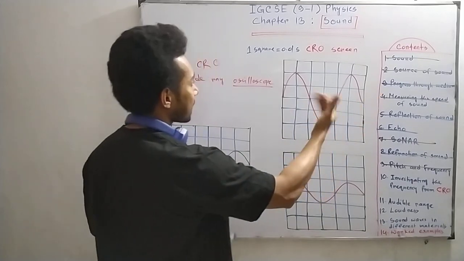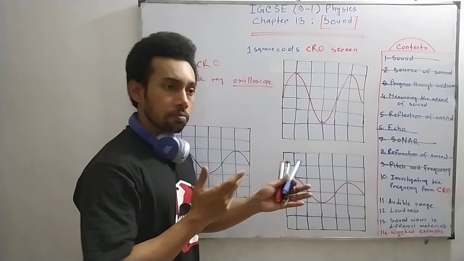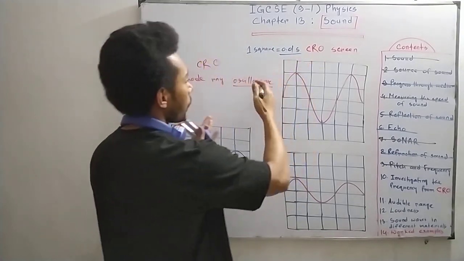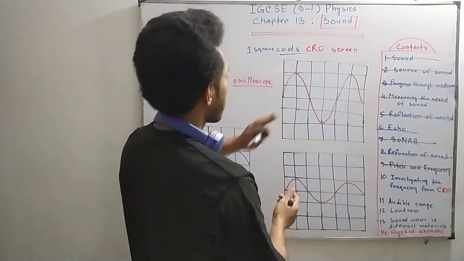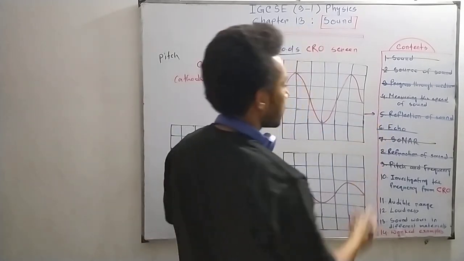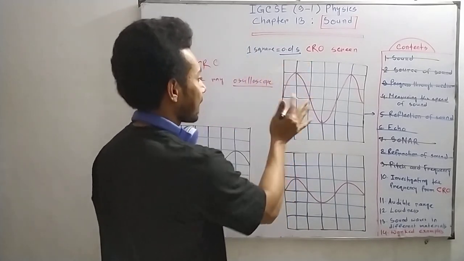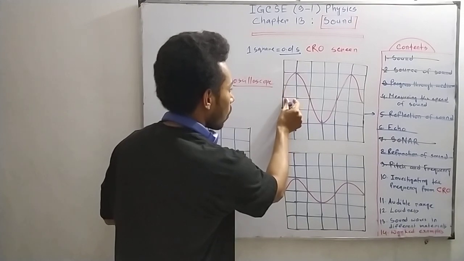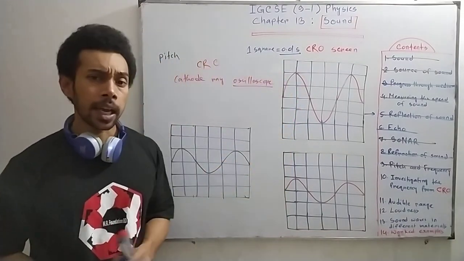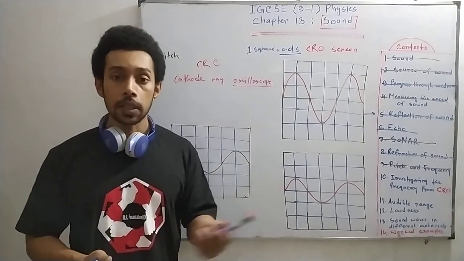Suppose the CRO, or cathode ray oscilloscope, is set at a time base of 0.01 second. The x-axis is the time base, and if the time base is set at 0.01 second, then one square represents 0.01 second. From the diagram, first you have to find out the period of the sound.